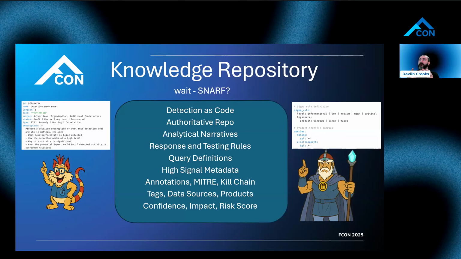So this is the backbone for everything going forward. And you can see on the left and right side some YAML snippets of what a detection rule looks like, in case you missed the other talk. This is programmatic data that other integrations can read from as well.